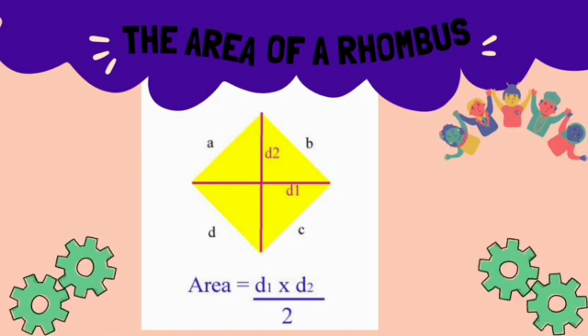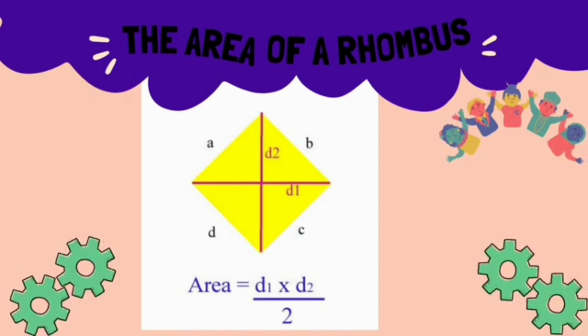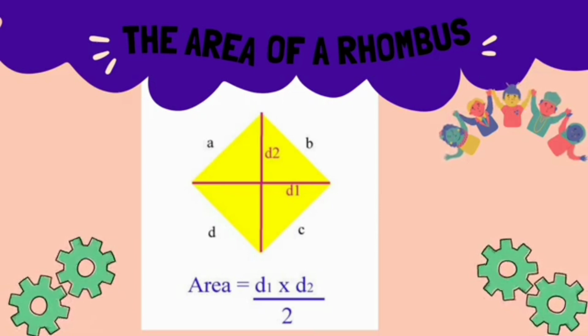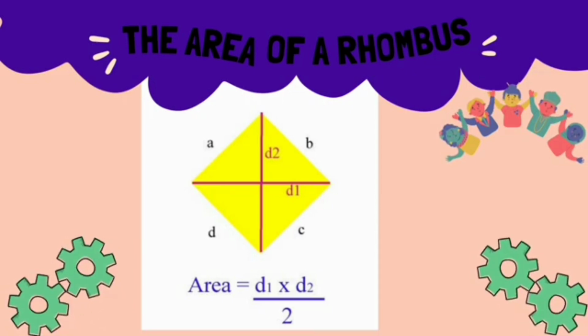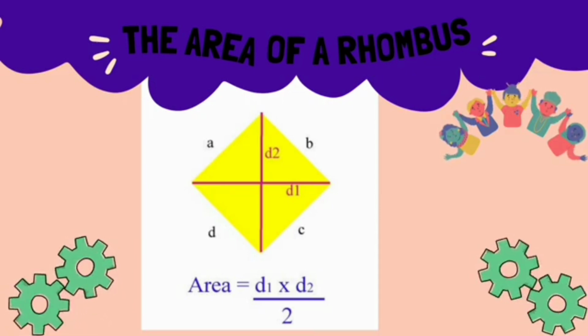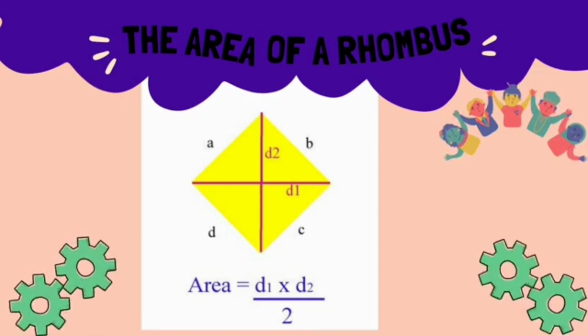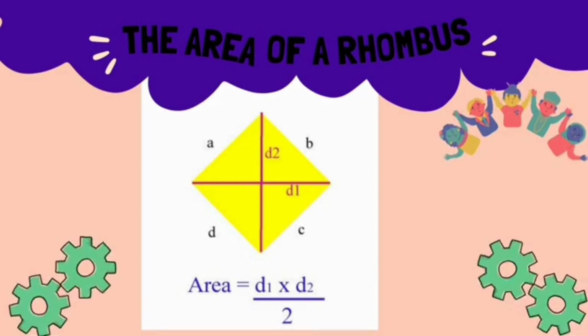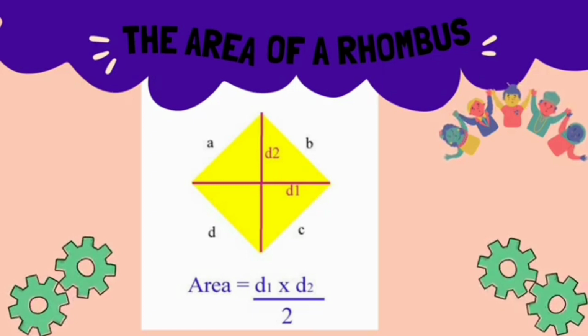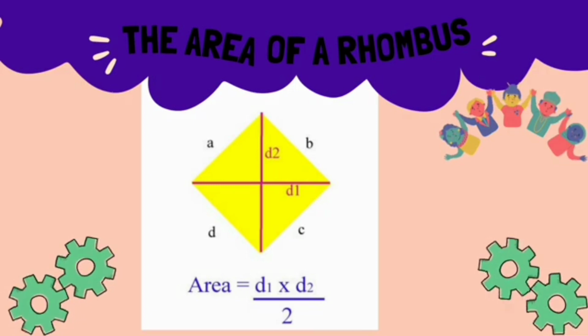Next, let's see the formula for the area of a rhombus. The area of a rhombus is the product of the diagonals d1 times d2 divided by 2. A diagonal is the length between two opposite corners of a plane shape.